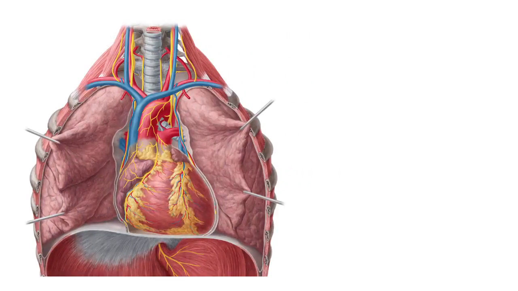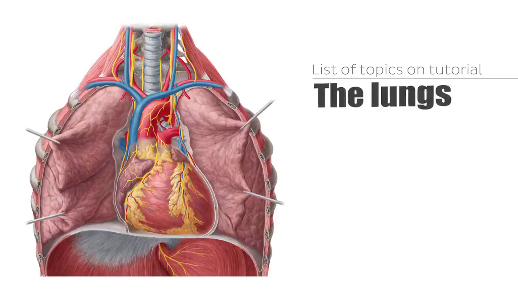Now let's move on, and before I continue talking about the different structures, I just want to give you an overview of the different structures that can be seen on the lateral views of the lungs. So, a list of topics for this tutorial. And of course, we're going to be talking about the lungs, more specifically the lateral view.